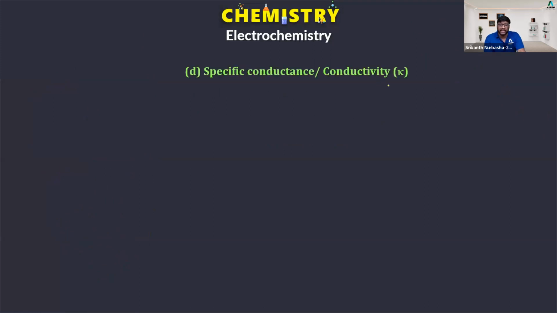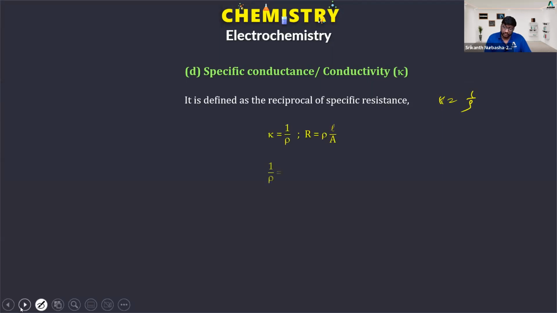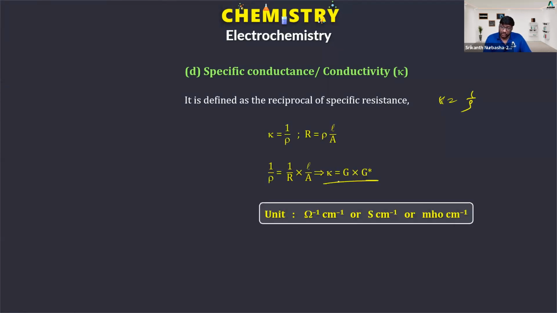Specific conductance or conductivity K. How can we define specific conductance? K is equal to 1 by rho. Yes, K is equal to 1 by rho, but how can we define it, and how can we measure it? It is the conductance offered by an electrolytic solution present in 1 centimeter cube volume. It is defined as the reciprocal of specific resistance. K is equal to 1 by rho. How to measure it? K is equal to G into G star, with units ohm inverse centimeter inverse, Siemens centimeter inverse, or mho centimeter inverse. These are the respective units, the same units which you have written earlier.